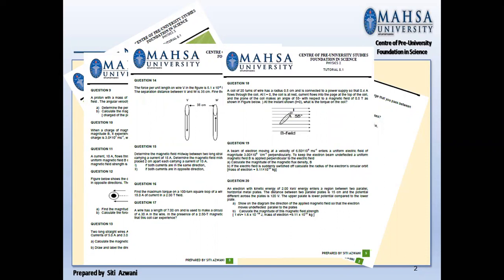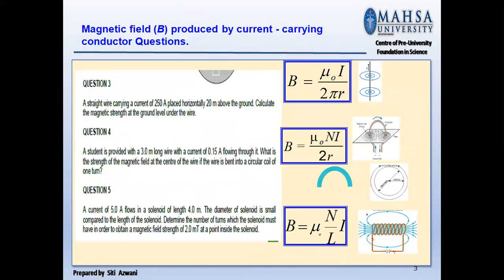Again, I don't want to discuss all the questions. For this tutorial, I choose some of the questions that I think are difficult for you to solve. Let's do the questions by part. Question 3, question 4, and question 5. If you realize, these questions are under the magnetic field B produced by current carrying conductor. Let's do some revision.